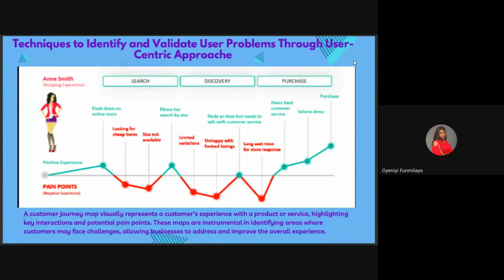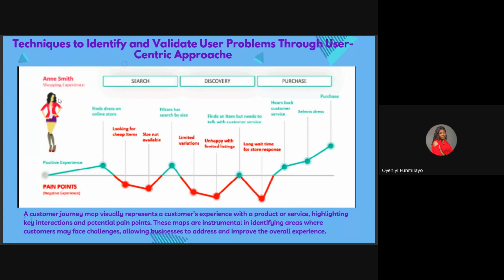So I actually pasted this image here so you will understand this whole user problem properly. But of course, you cannot talk about user problems without understanding your customer journey map. So what's a customer journey map? It represents a customer's experience with a product or a service, highlighting the key interactions and potential pain points. What your customer journey map will do for you is identify areas where customers may face challenges, allowing the business to address and improve the overall experience.